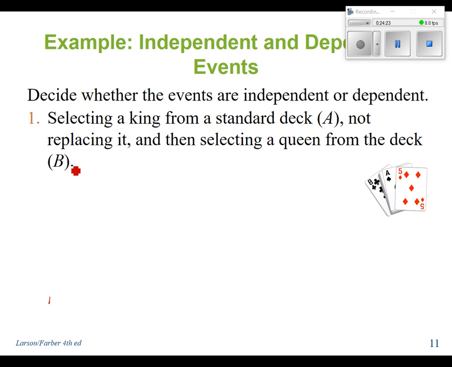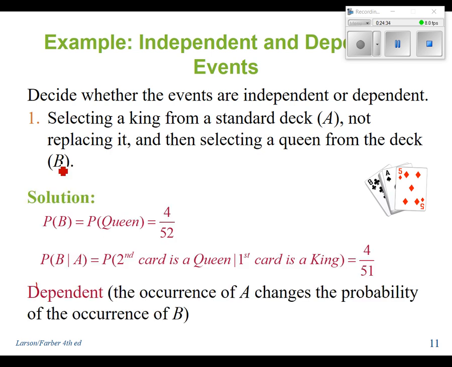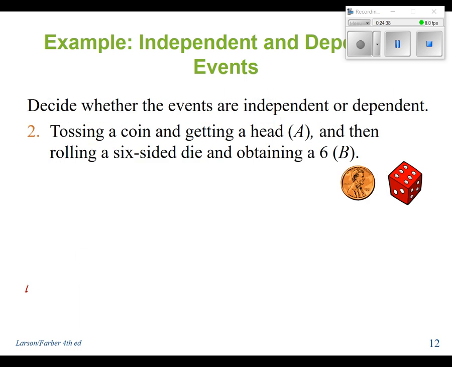Decide whether the events are independent or dependent. Select a king from a standard deck of cards, not replacing it, and then selecting a queen. We've already decided that is dependent, and we figured out what the probability was already. It was 4 out of 52.